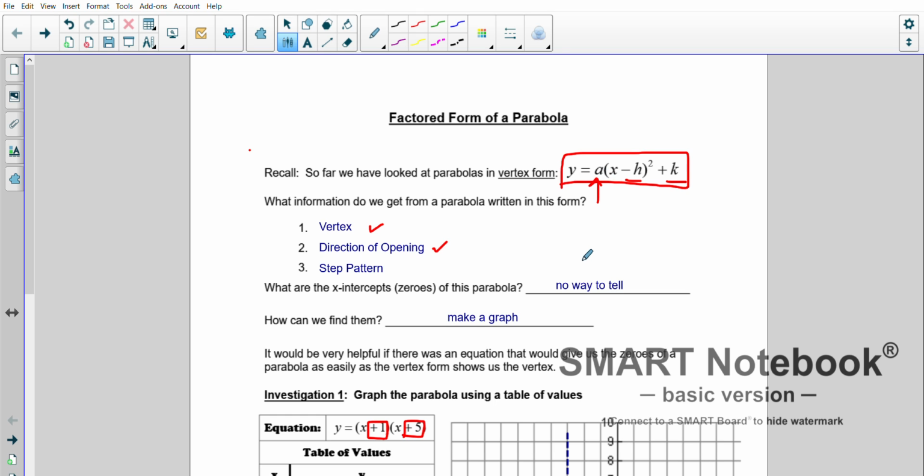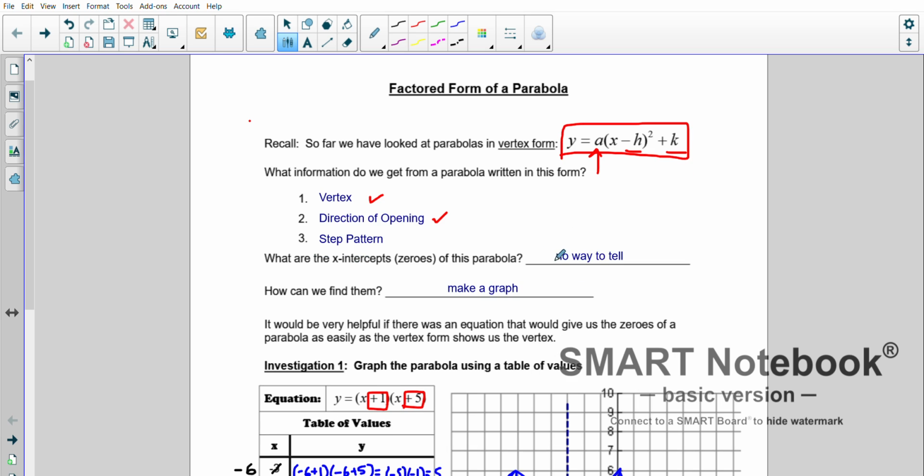But there's also other parts of a parabola that are useful, like the zeros. So when the question asks what are the zeros of the parabola, well, if it's given to us in this vertex form, there's no way to tell. So lucky for us, there's another form of a parabola called the factored form, which is what we're focusing on today, which will help us with that. Now, if we really wanted to find the zeros of this parabola, we could just go ahead and make our graphs like we were doing in the last lesson and then just identify them.